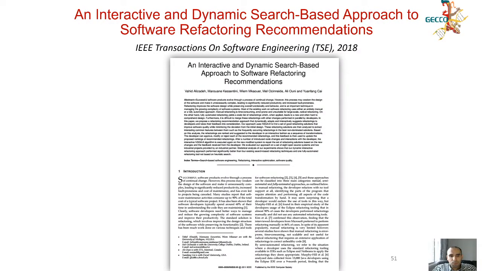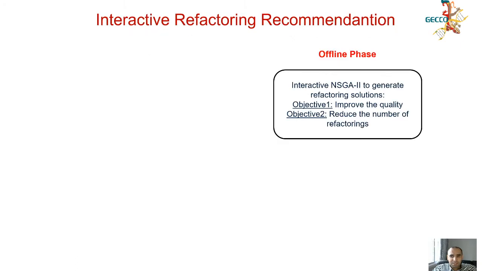As an attempt to address this problem, we introduced an interactive approach to put the developer in the loop. Our approach consists of two phases, an online and an offline phase. For the offline phase, we use the non-dominated sorting genetic algorithm to generate solutions that optimize two objectives to improve the quality and reduce the number of changes.